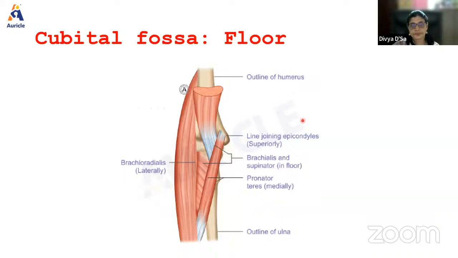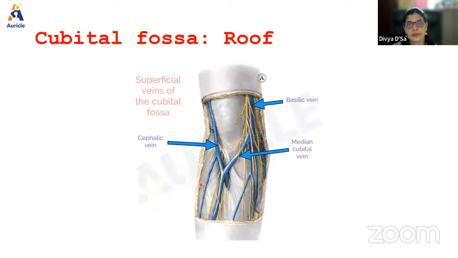The floor is formed in the upper part by the brachialis muscle, and in the lower part by the supinator muscle. Upper part, brachialis; lower part, supinator. Next you will talk about the roof. In the roof, we have the skin, superficial fascia, and the deep fascia.